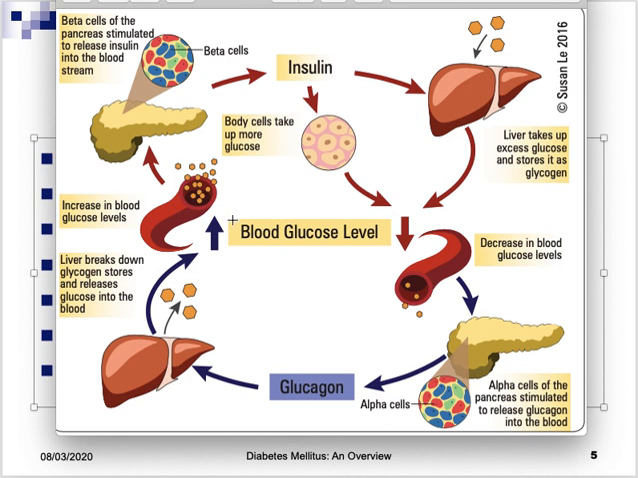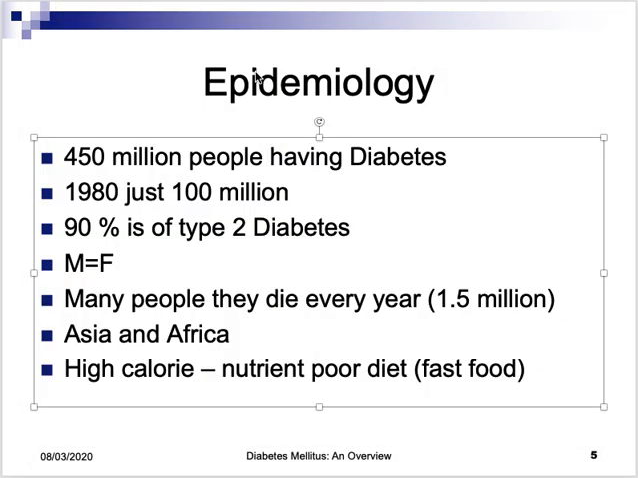Okay. You can say this is the easiest, simplified way to understand the function of insulin as well as the function of glucagon. Both have opposite functions. Insulin decreases the blood glucose level, glucagon increases the blood glucose level. So now, what is diabetes?